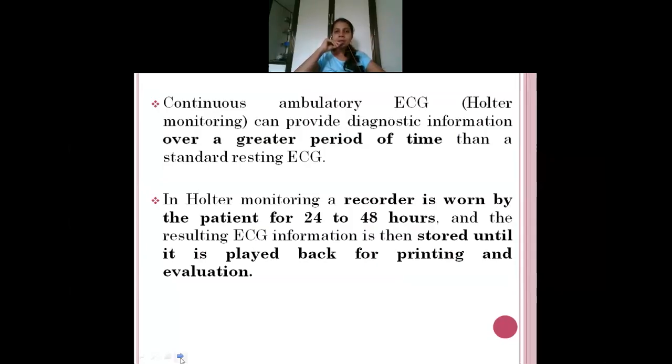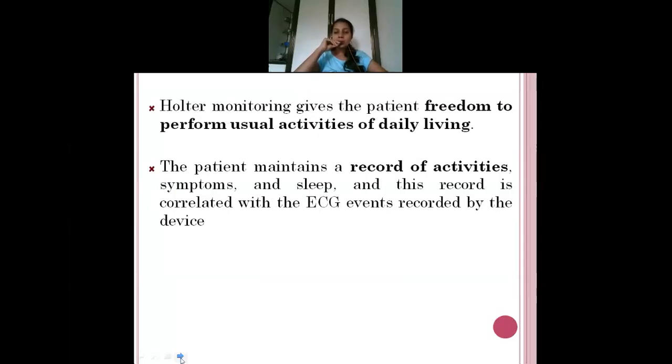Now, particularly in the Holter monitor, you have the freedom to perform the normal activities of daily living. The Holter monitor is fixed to your body, and at that time you can perform the normal activities. You can do anything except swimming and taking a bath, because you're connected to a machine. If you jump into the water, the machine is going to spoil, and it will not record. So other than swimming and taking a bath, you can perform any activities.